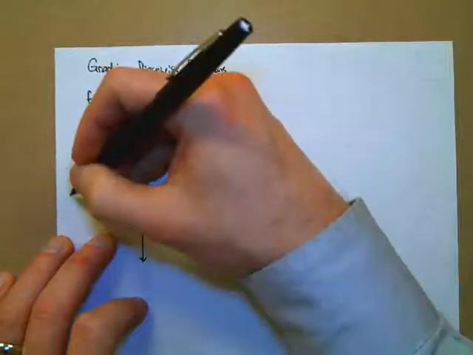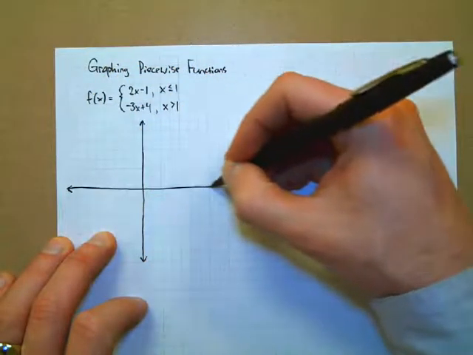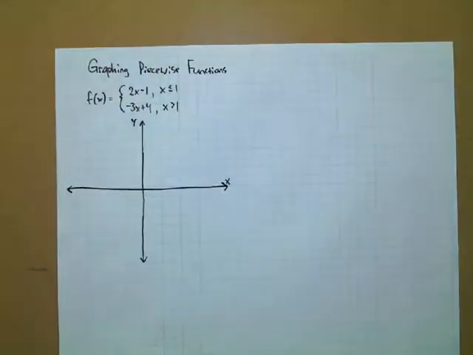All right, and so what I recommend for graphing these piecewise functions, and again, you can do it different ways, but I recommend just taking it a piece at a time. Let's start with this top piece here, the 2x minus 1, and we want to only graph that 2x minus 1 for x values that are less than or equal to 1.